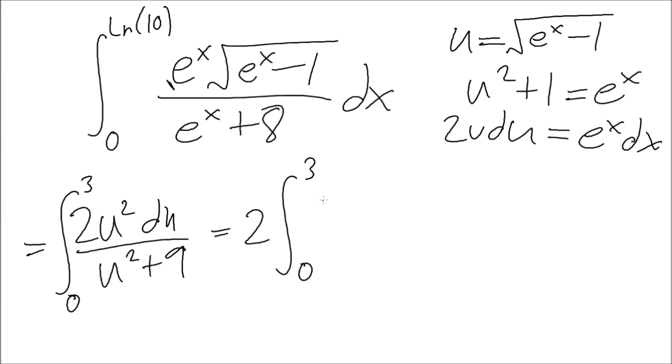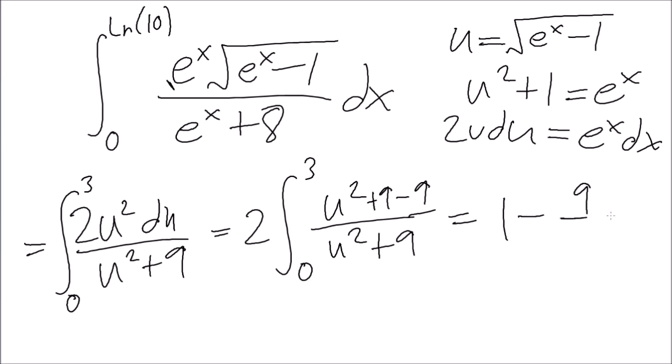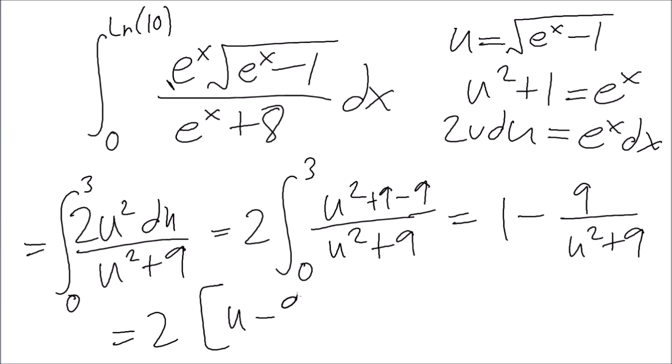Then we got u squared over u squared plus 9. You know exactly what to do. Zero substitution: plus 9 minus 9. So now this is 1 minus 9 over u squared plus 9. And so now we have u minus 9 over 3 inverse tangent of u over 3. And then from 0 to 3.